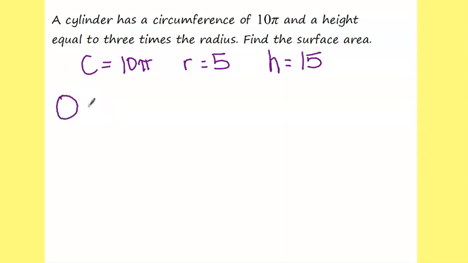Now I can use that information to calculate the area of the bases. The base is going to be pi r squared for the area there. So we have pi times 5 squared, which is going to be 25 pi.